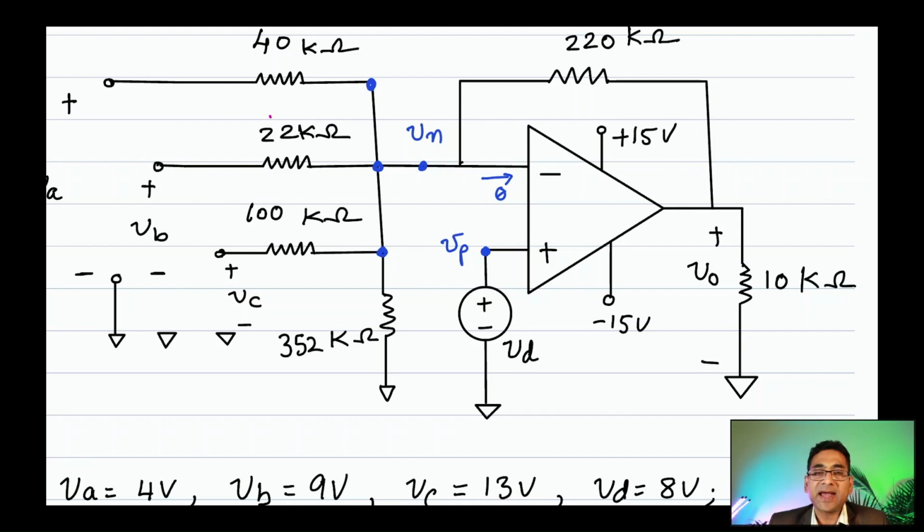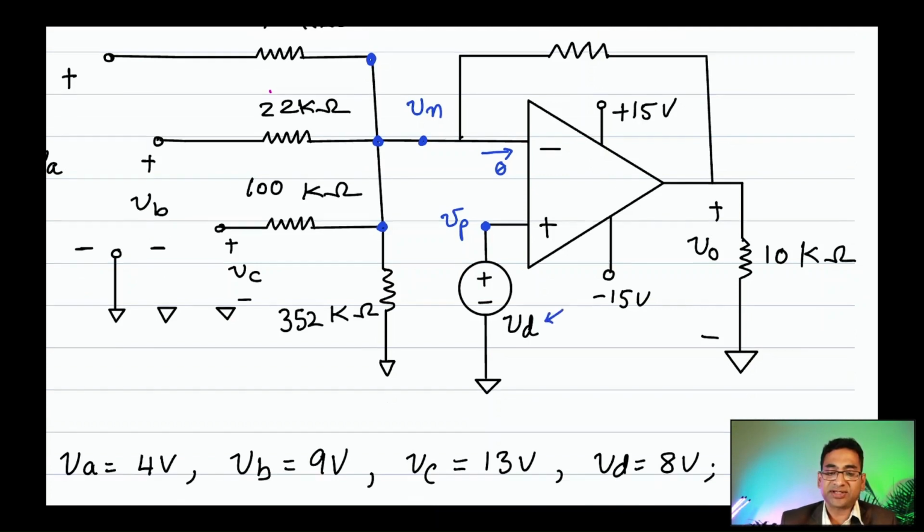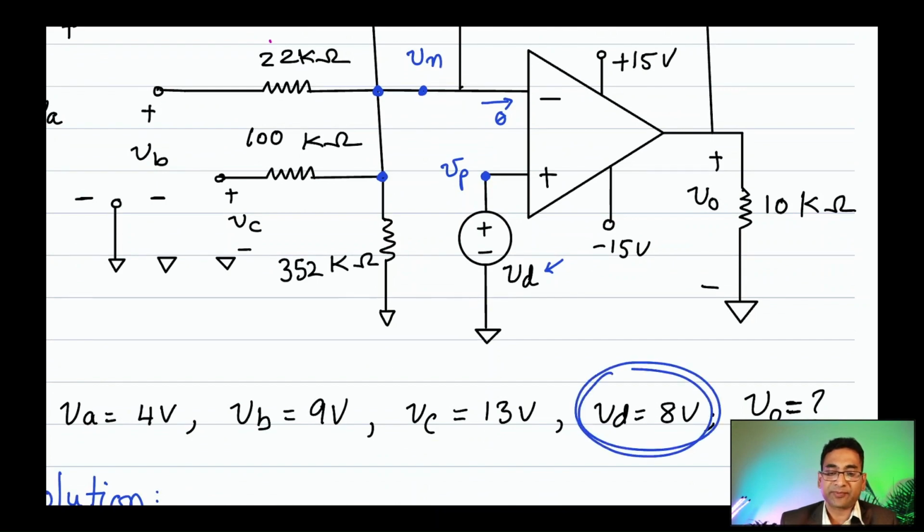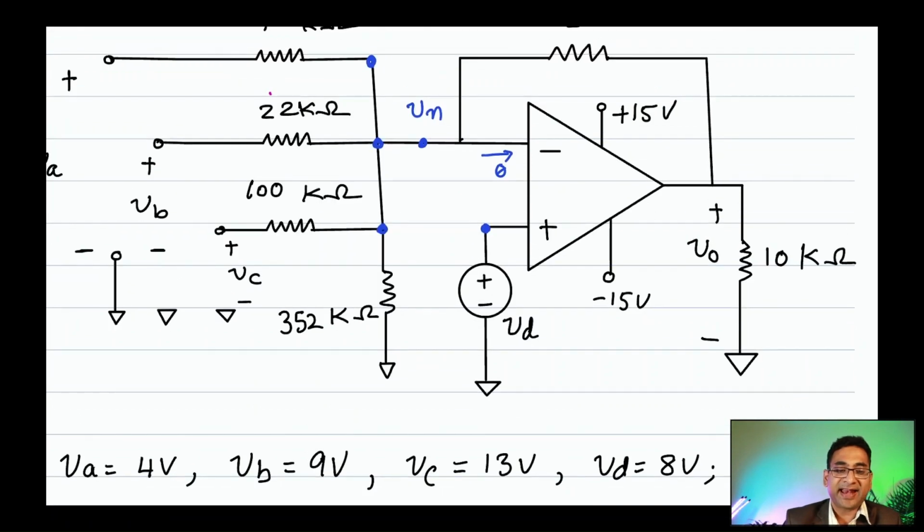I'm not explicitly showing the expressions for the rules, but because I have used them a million times now, I'm going to simply apply them in this circuit. Vn is the same as Vp, which is the same as Vd, which is given to be 8 volts. So I'm going to simplify this and just say Vn, this voltage, is 8 volts.